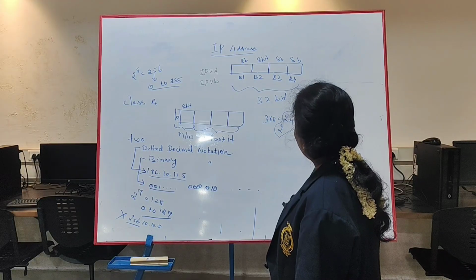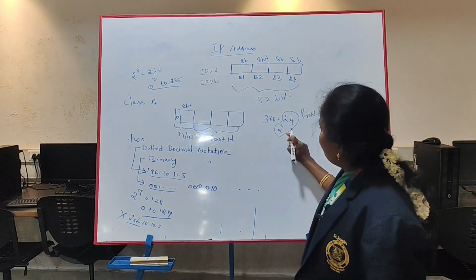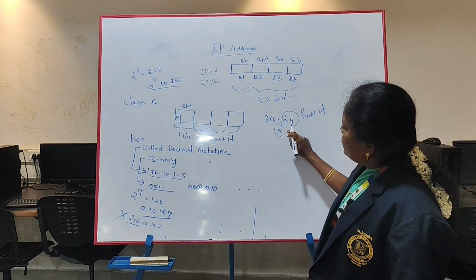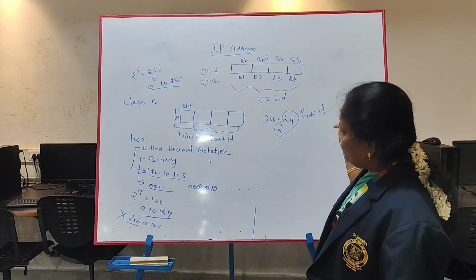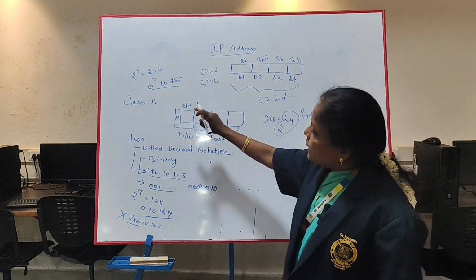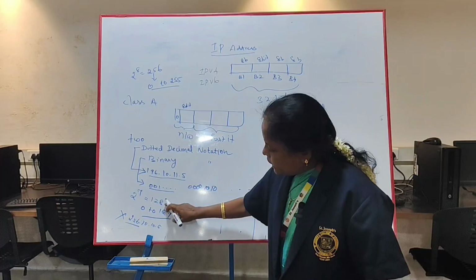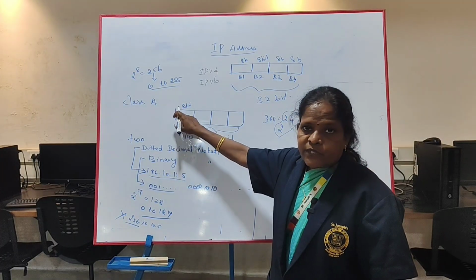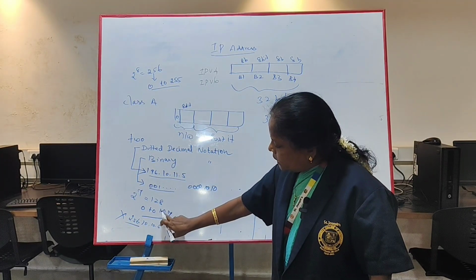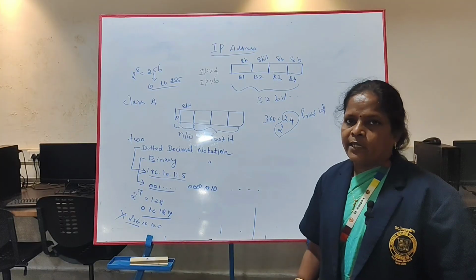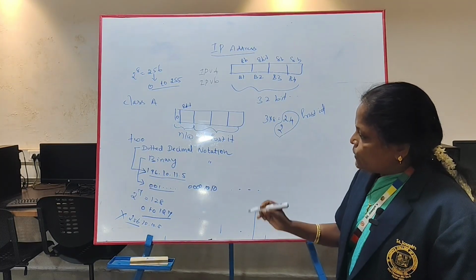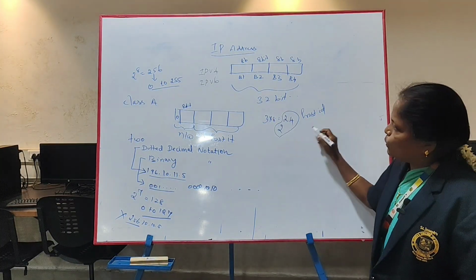How many hosts do we have in this class A? 2 to the power 24. 2 to the power 10 equals what? 1024. So 1024 into 1024 hosts we can connect for each and every network. But how many networks can we build using class A? Here 128 networks we can construct, right? Using a single network we can connect this many hosts.